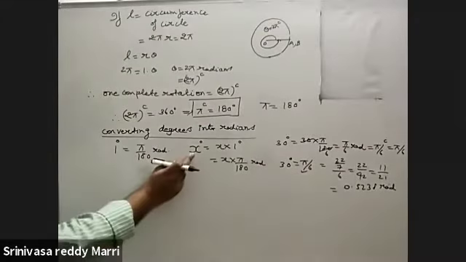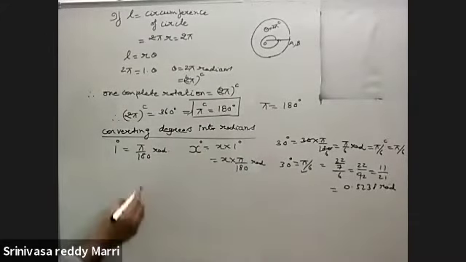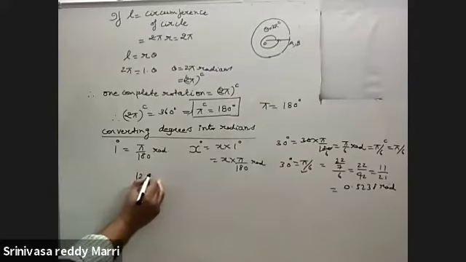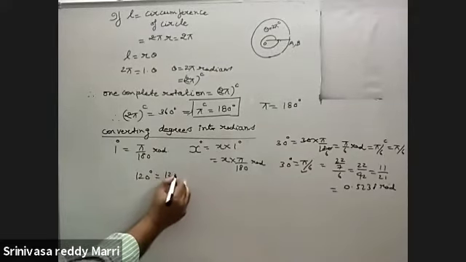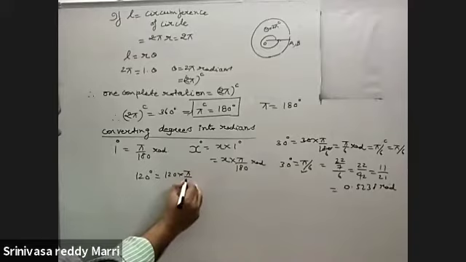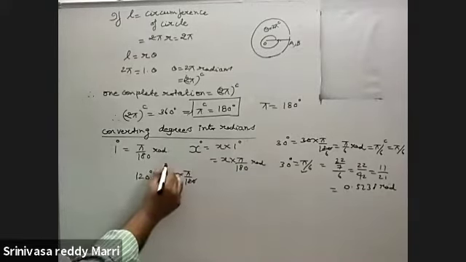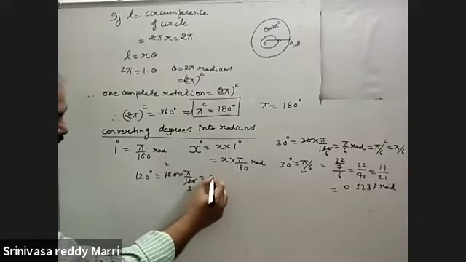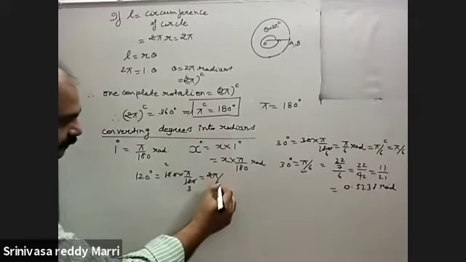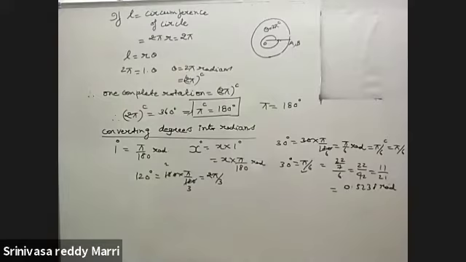Just like that, if x degree is there, you convert into radians. Suppose 120 degree. 120 into pi by 180. So 6 2s, 6 3s. That means 2 pi by 3. That is the angle in radians which is equal to the angle in degrees.